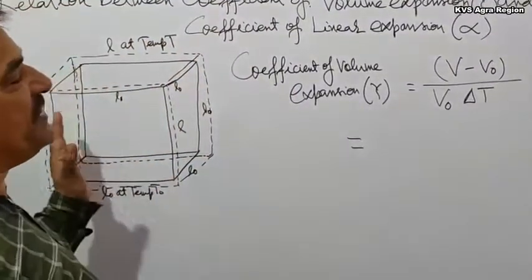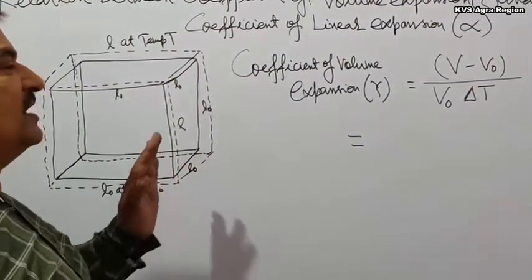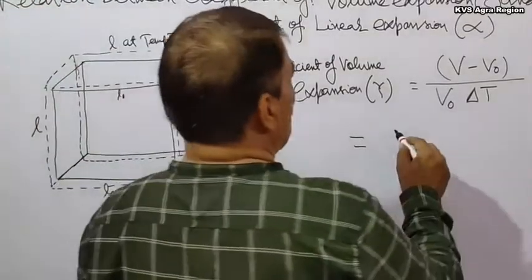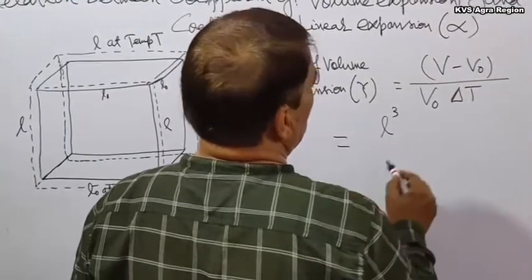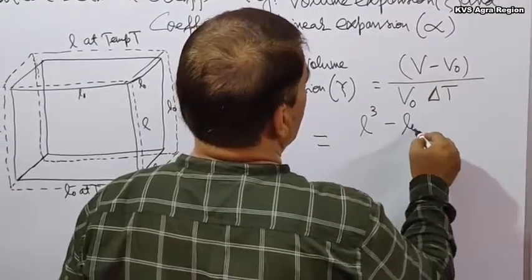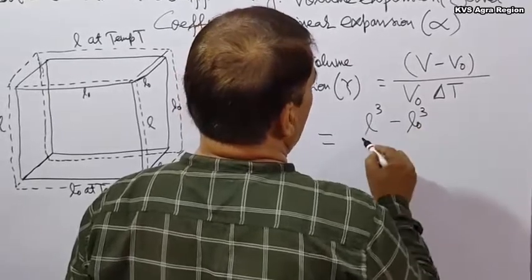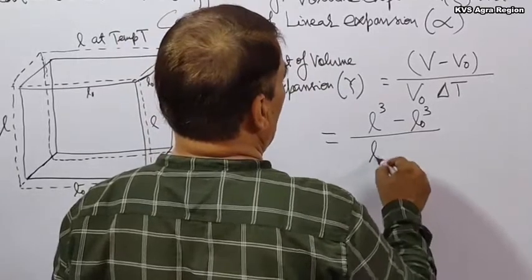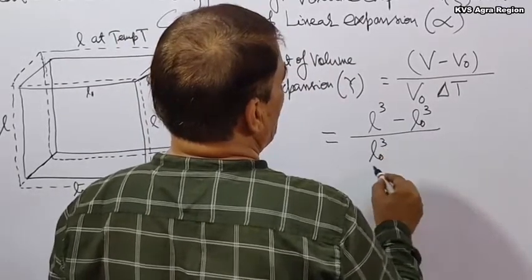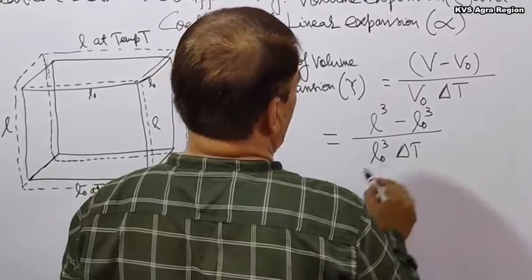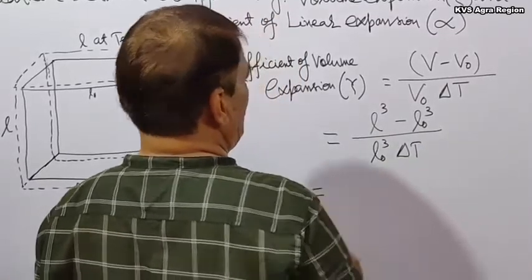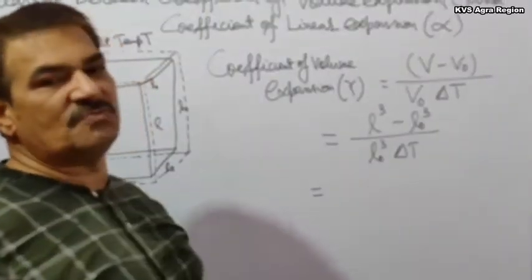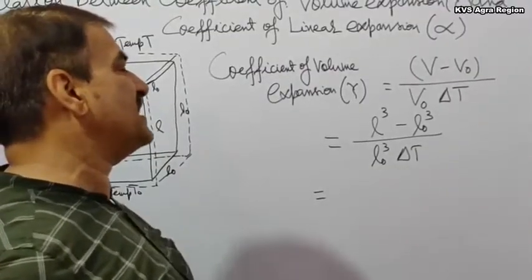So it will be V, the final volume, minus the initial volume. On account of heating of this cube, each side has now become of length L, so its volume has become L cube. Initially all the sides were of length L0. So gamma is L cube minus L0 cube upon initial volume L0 cube delta T. We have A cube minus B cube.